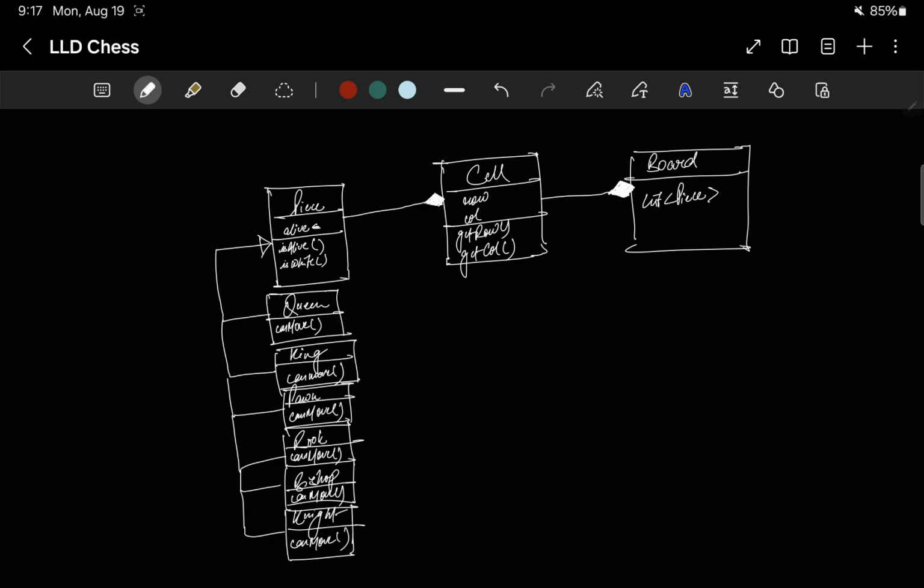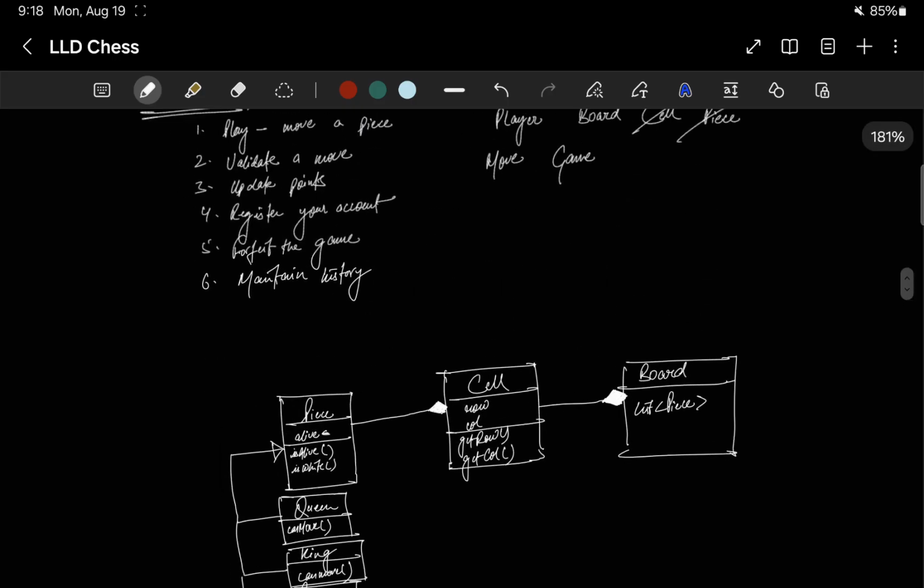We know that the cells will always be in the board. There is no way the cells are going to leave the board, right? All the 64 cells will always be there on the board. But what piece is there on the board right now is the information. It's some information which we need from the board, right? So the board will have list of pieces.